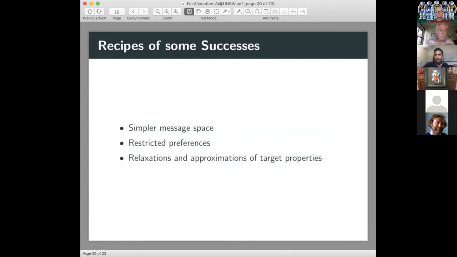So just to summarize, a very brief version of my longer talk. In terms of recipes of some success stories in this space, a lot of these problems are quite complex. So resorting to simpler message spaces where you make some assumptions about what kind of preferences agents have is very important, because otherwise agents in actual life have preferences over an exponential number of bundles of items or an exponential number of outcomes. You might want to look at restricted preferences. And one thing which has really worked well in this space is a very typical computer science approach to problem solving, which is considering relaxations and approximations of target properties.